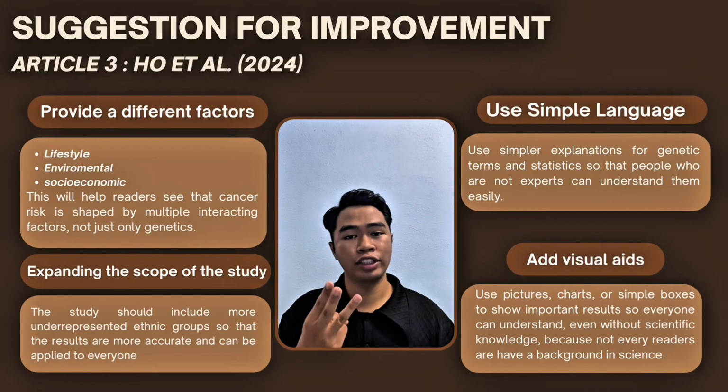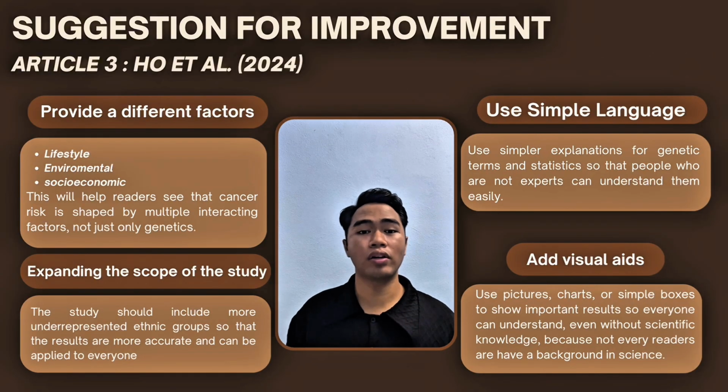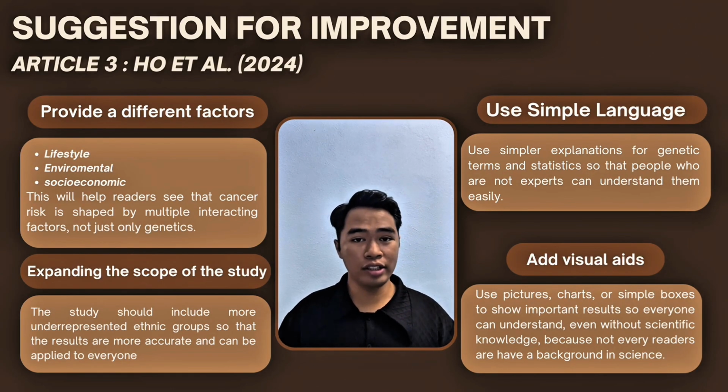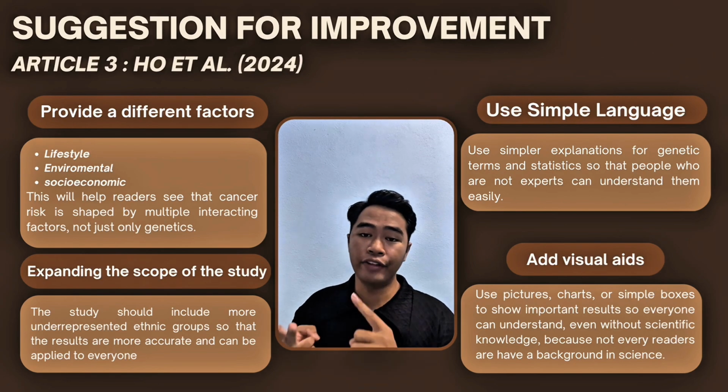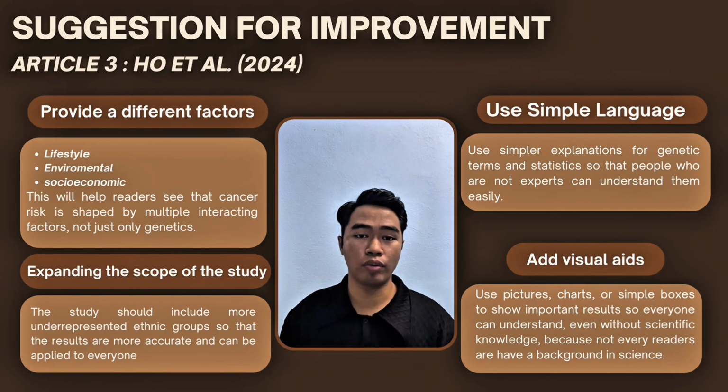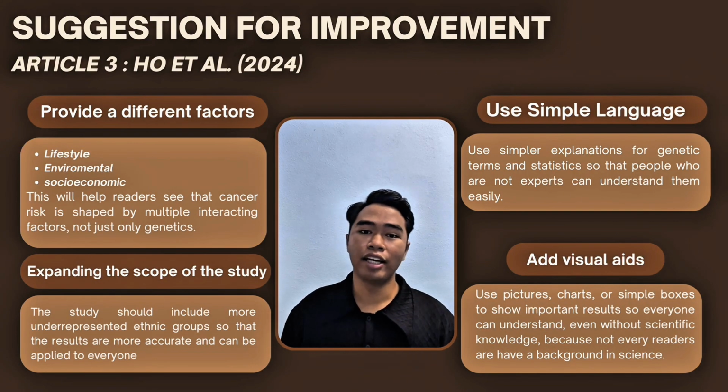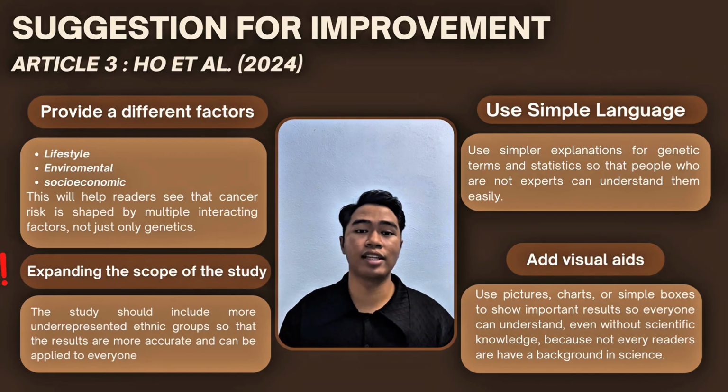Next is Article 3 by Ho et al. 2024. The author needs to provide different factors such as lifestyle, environmental, and socio-economic to help readers see that cancer is shaped by multiple interacting factors, not just genetics. Second is expanding the scope of the study.